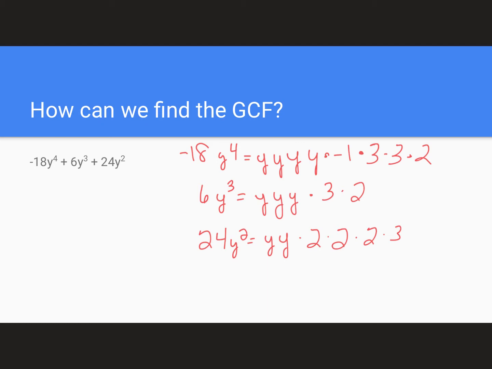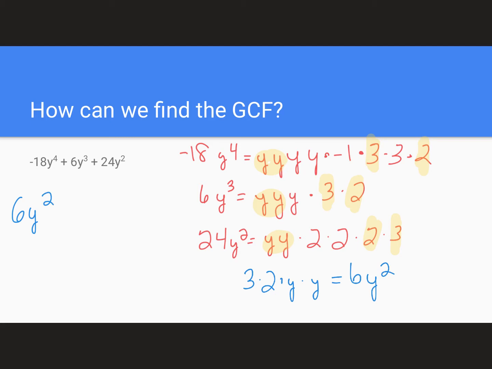Now all I'm going to do is figure out what these have in common. Well, they all have 2 y's, right? So they have that in common. They all have at least 1 3. And they all have at least 1 2. So the greatest common factor is going to be a combination of that. It's going to be 3 times 2 times y times y, which is the same thing as 6y squared. So, in this case, my greatest common factor is 6y squared.